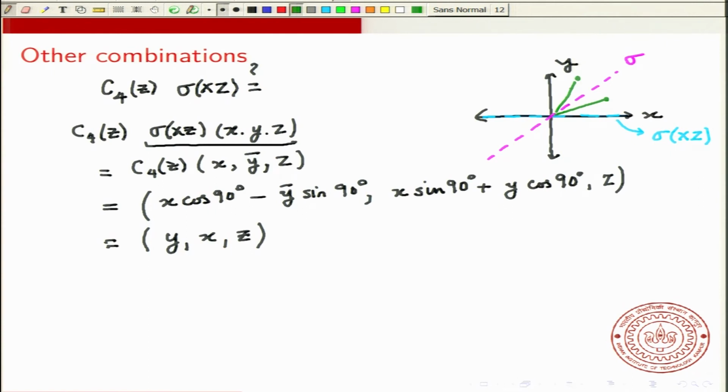So, if this was your x y and z, then the new point will have y x z. Essentially, what we identified is that C4z into sigma xz is equal to sigma, and we will give this a name. In molecular group theory, this is given the name sigma d. So, we will just be consistent with that notation.